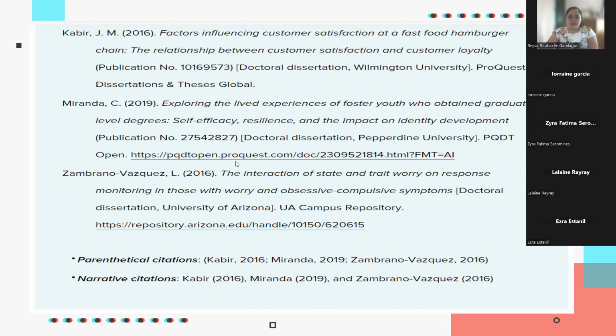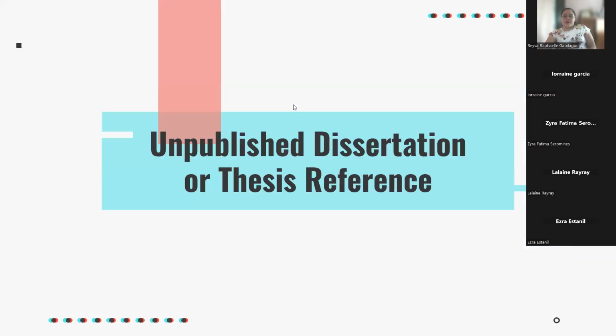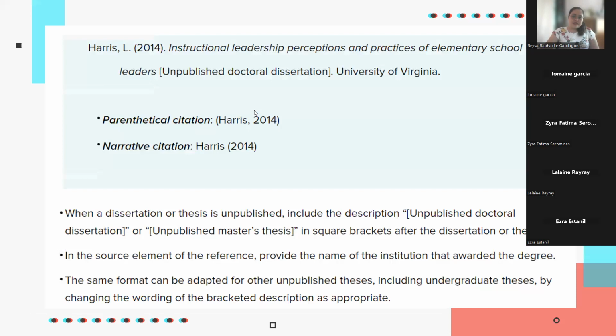Okay? So as long as it is a published thesis or dissertation, do not forget to write the publication number followed by what type of work is that and then the name of the university or the school. But most of us actually are using unpublished dissertation or thesis reference. Walang mga publication number ito. And this includes also class thesis in our own library. Yung mga thesis ng mga naunang batches, you may use them as references also, but this will be under the unpublished dissertation or thesis reference.